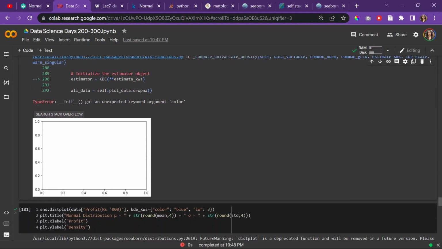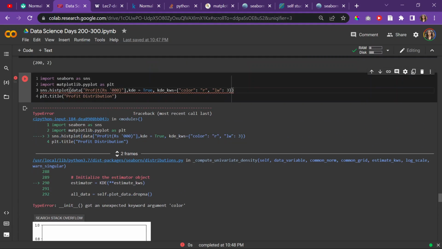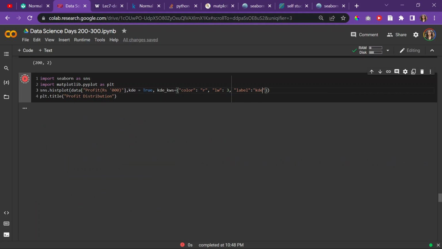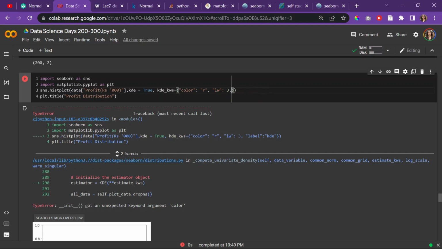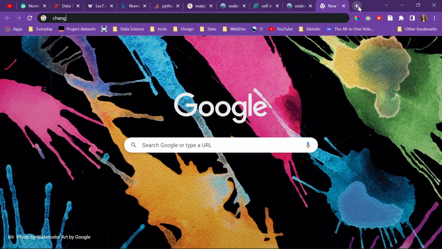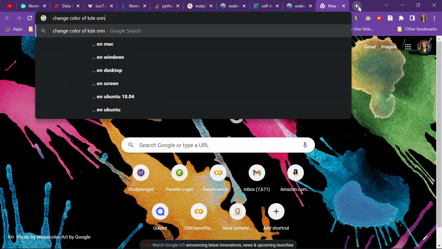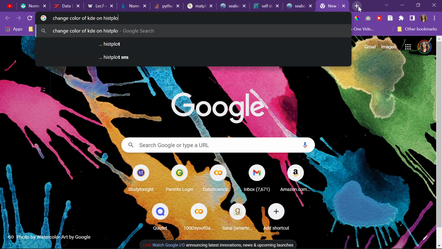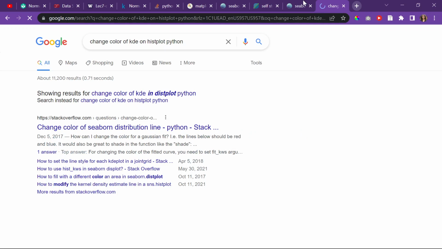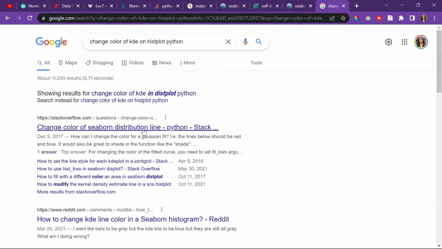What now? KDE. It's true. Label. KDE. Are you kidding? Change color of KDE on histplot. Python. Seaborn distribution line. How to change KDE color in seaborn histogram.